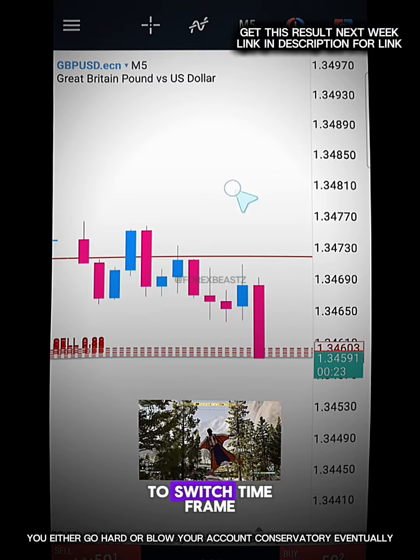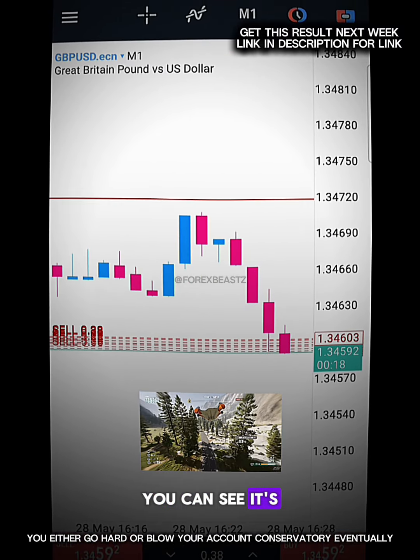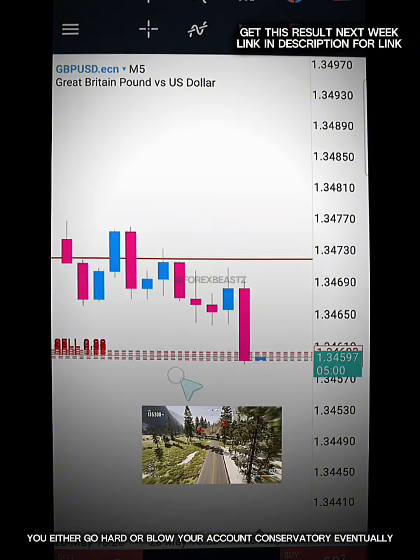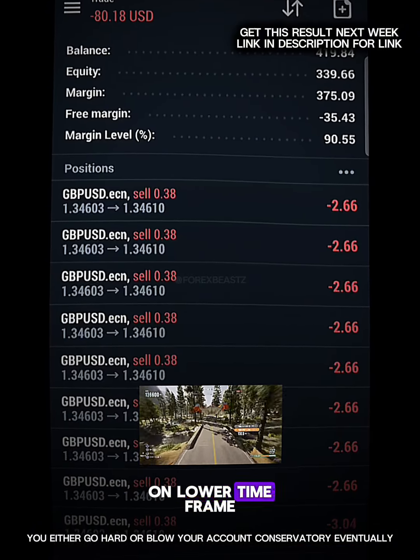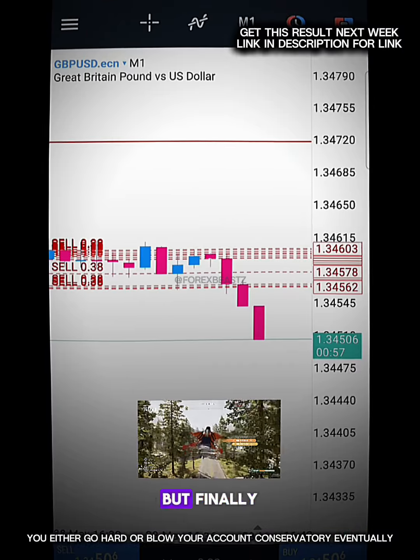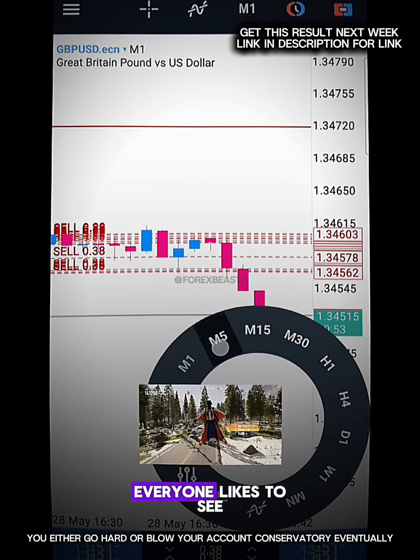That's why you need to switch time frame. So if you don't understand what's happening here, you can see it clearer on a lower time frame, because there might just be one bullish candle trying to liquidate you on the higher time frame, and you would not know it. But finally, you can see the breakout is already happening, and this is what everyone likes to see.